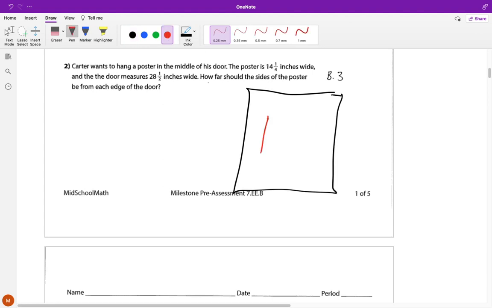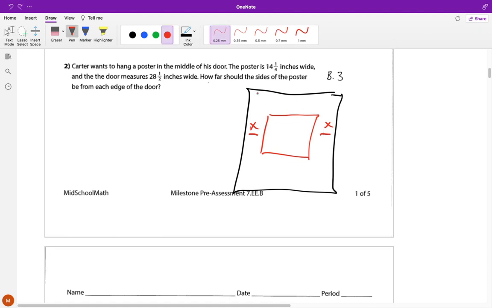So if it's in the middle and we hang this poster up, that means that the distance here has to be equal to the distance here. I'm just going to put X, but they have to be the same for it to be in the middle. He doesn't say anything about the height of it, so we don't care about trying to match it up here or here. We're only just trying to put it along the middle of the door the other way.